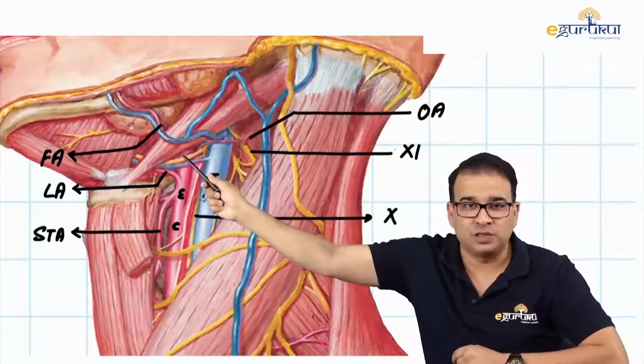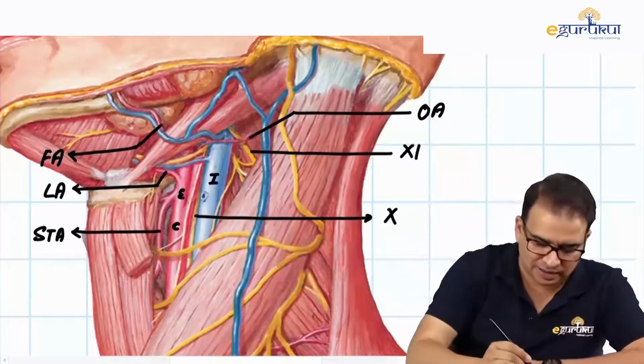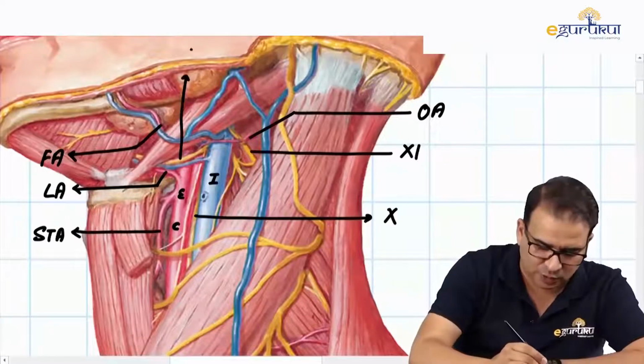And I hope you can appreciate that nerve passing superficial to the carotid vessels. That is what? Hypoglossal nerve. You can see the hypoglossal nerve is going into the triangle above. We'll see that again later. This here is the hypoglossal nerve.